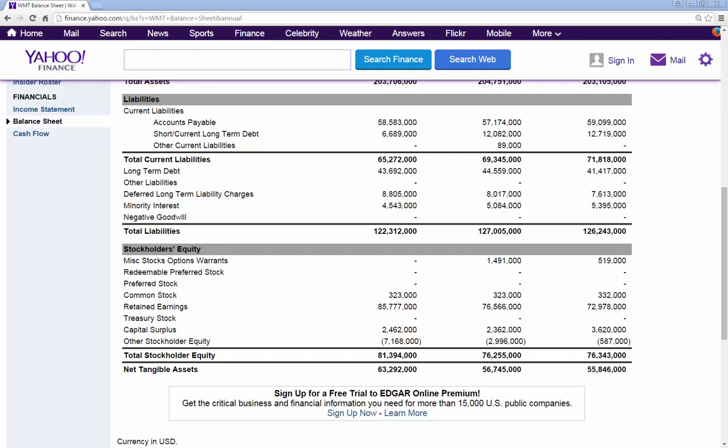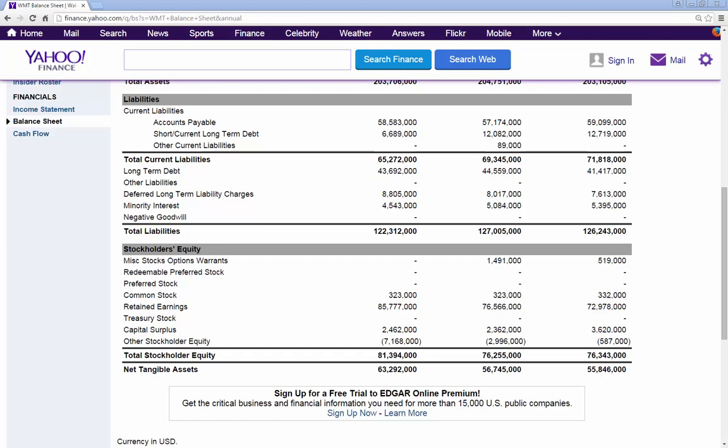Oftentimes, capital surplus is listed as something called additional paid-in capital. Those two terms are synonymous. Don't worry too much about it. You don't need to become experts in this. Just know that the capital surplus and the common stock together represent all money that the owners have paid into the company over time. Usually, each time the company itself has offered shares of stock for sale.